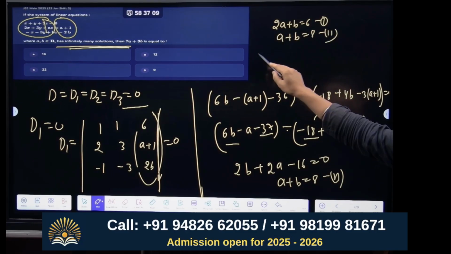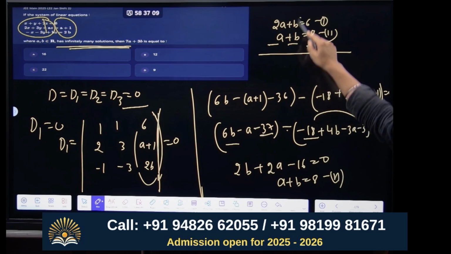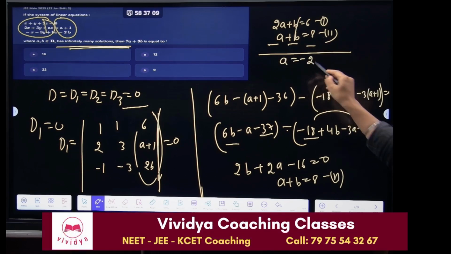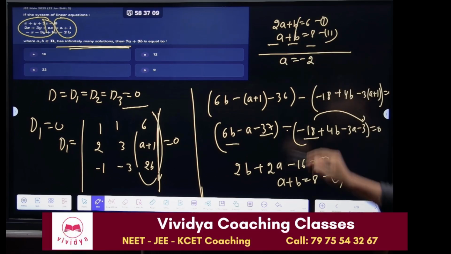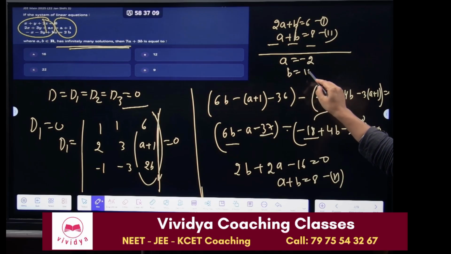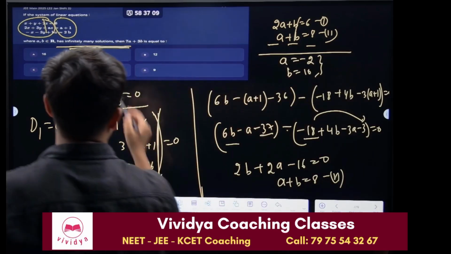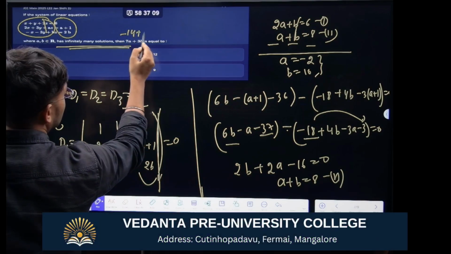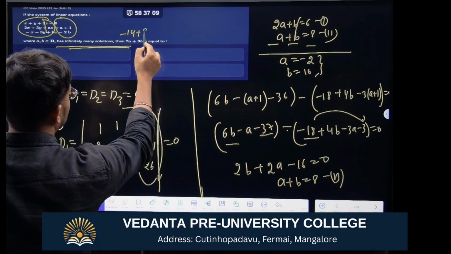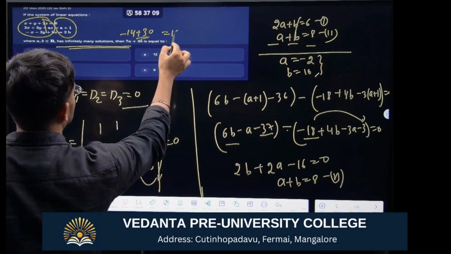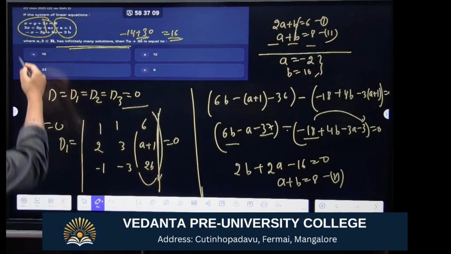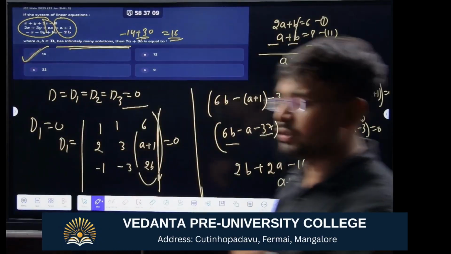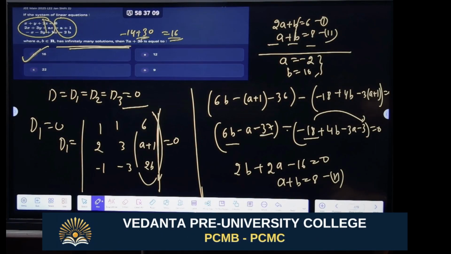So here A plus B will be equal to 8. Now subtract it. So A will be equal to minus 2. Understood? Now what will be B? B will be equal to 10. Put the value there. Then we have to find the value of 7A, which is minus 14, plus 3B, which is 30. It will come 16. So just check the calculations. So the answer will be 16 for this. So again, the same thing we have to do.